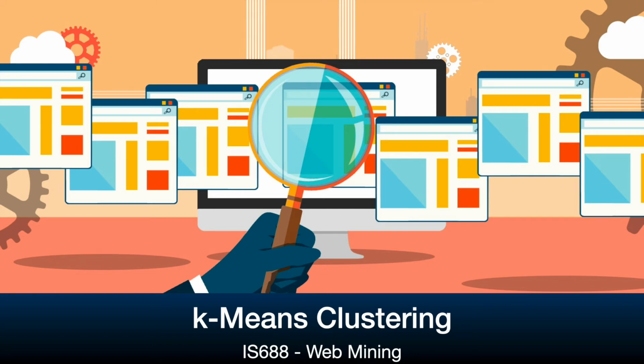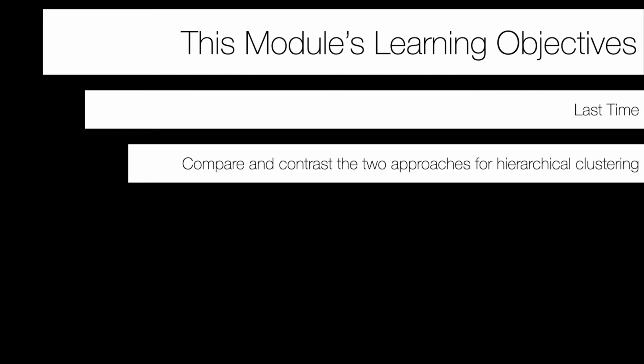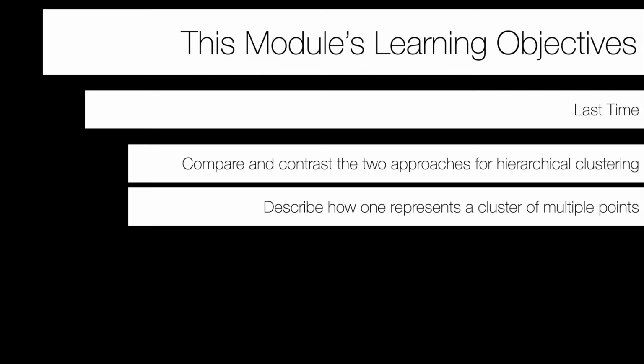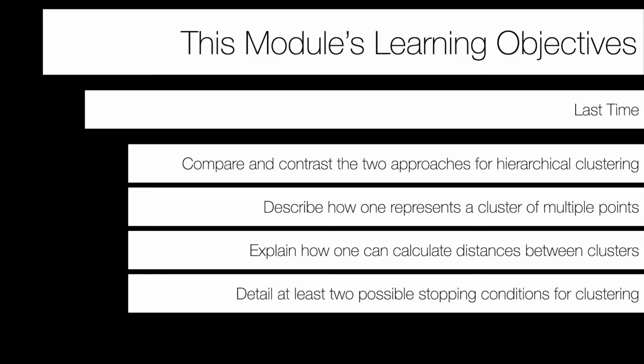In part 2 of the Module 5 lecture on clustering, we'll be talking about k-means clustering. Recalling from last time, we introduced the concept of hierarchical clustering and two methods therein. Then we discussed representations, how to represent a particular cluster of multiple points using single summary points such as clustroids and centroids. Following that, we talked about methods for calculating distances between clusters, and then stopping conditions to identify when we should stop clustering, or identifying how many clusters we should have in our data.